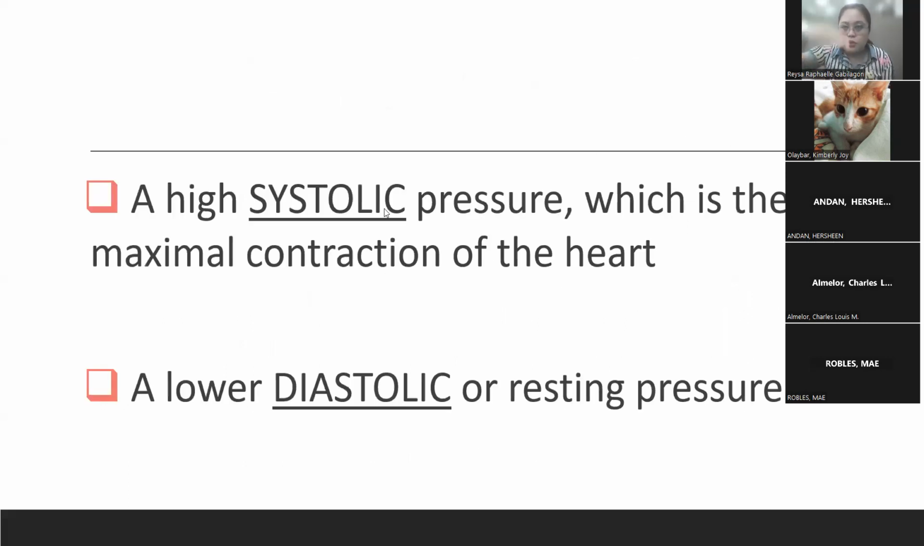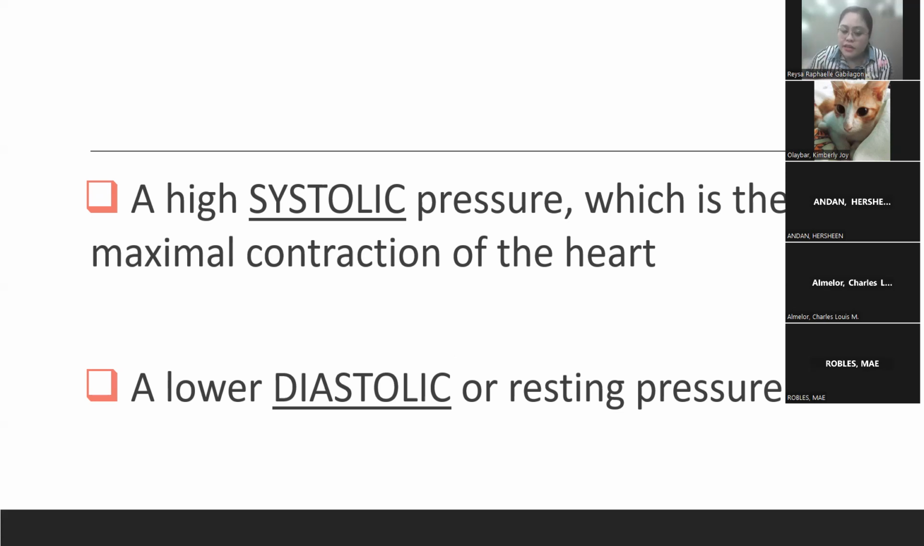Now, we have two components of our blood pressure. We have systole and diastole. Now, pag mataas kasi yung systolic pressure natin, meron tayong problem yan with the contraction of the heart itself. Kasi when you say systole, it is when the heart muscle contracts to pump blood. That's the systole. Okay, so the systolic pressure will measure that capacity.